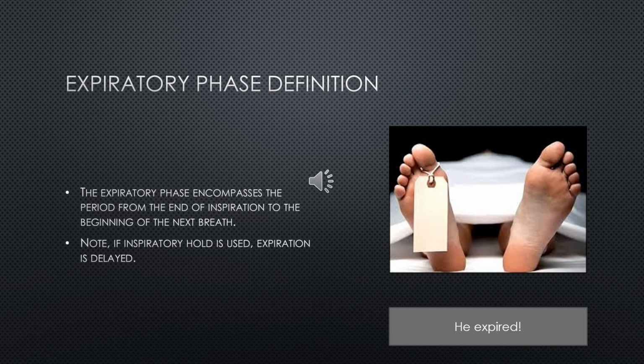Now remember, if we're doing an inspiratory hold, and what are we doing an inspiratory hold for? We're trying to find a plateau pressure, and so if you do that, you're holding inspiration. That's not cycling into expiration. So that sounds like a good quiz or test question. So note slide 16. Note if inspiratory hold is used, expiration is delayed. It may change your timing.